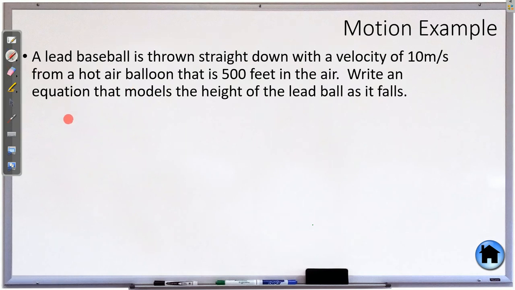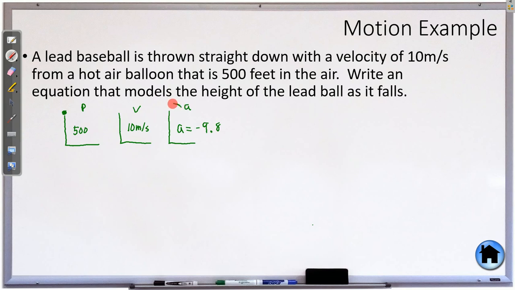So, if we want to model the height, that is position. Now we know it starts at 500 feet up, but that's just where it starts, way up here. So let's think about velocity. We know that we're throwing it at 10 meters per second, but of course it's going to be accelerated by gravity, so we don't really have an equation there either. The only thing that we know for certain here on Earth is that acceleration is always equal to negative 9.8. So we have to start with that.